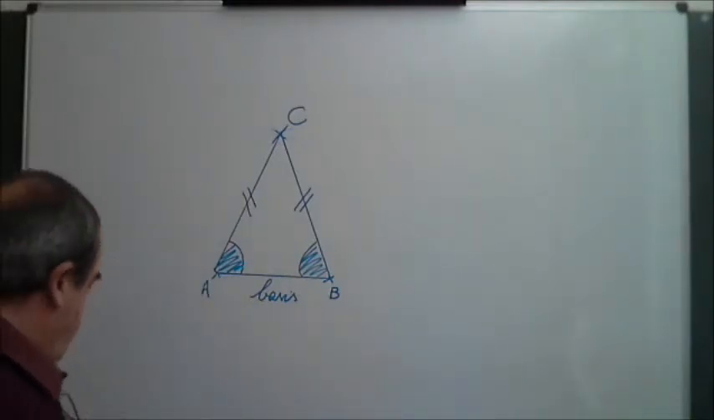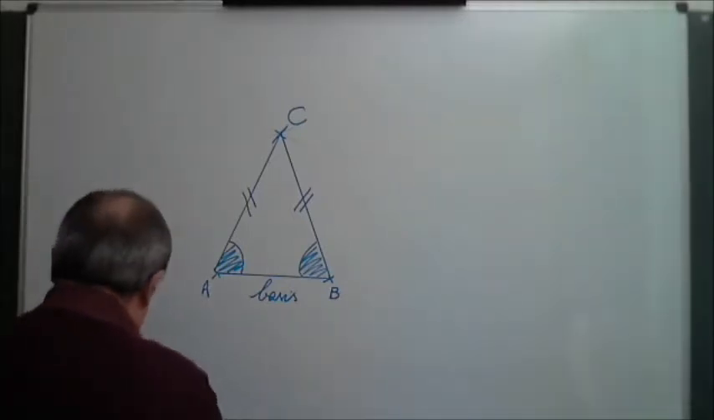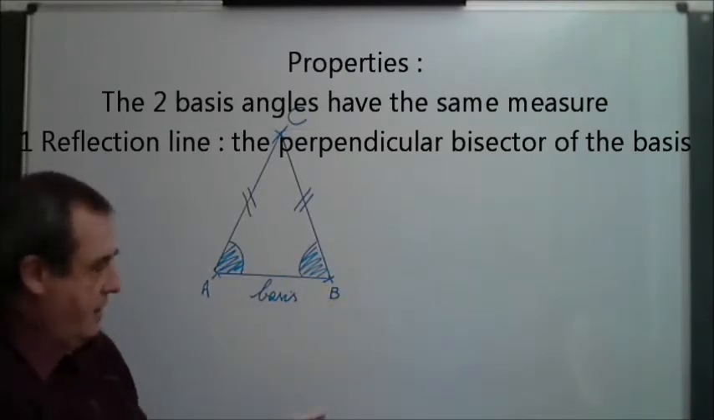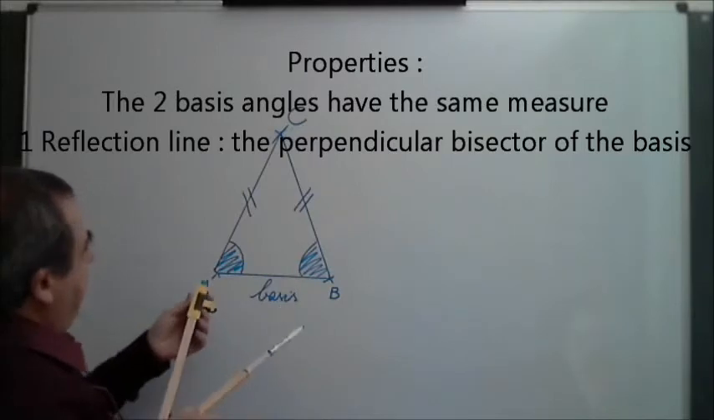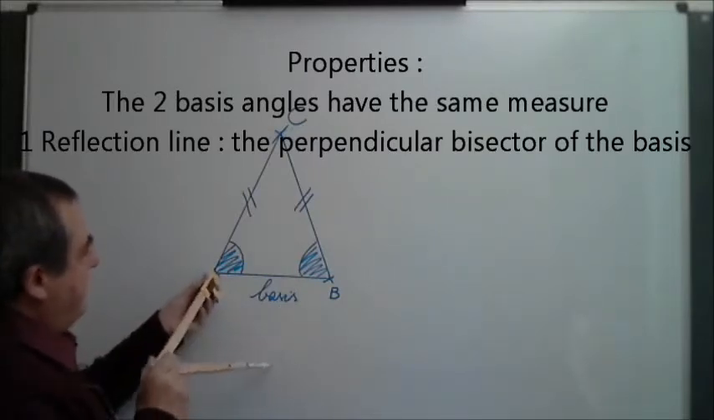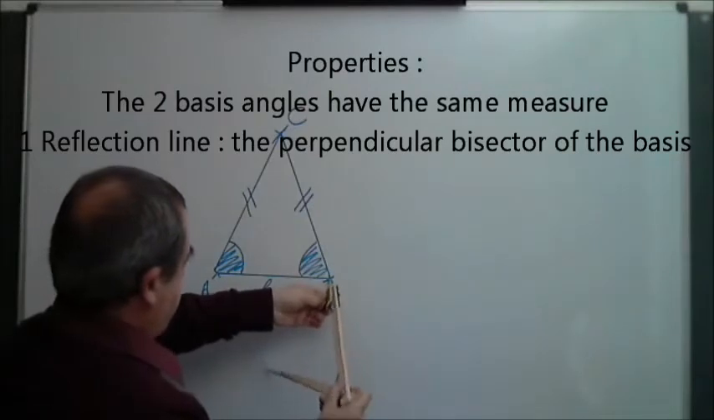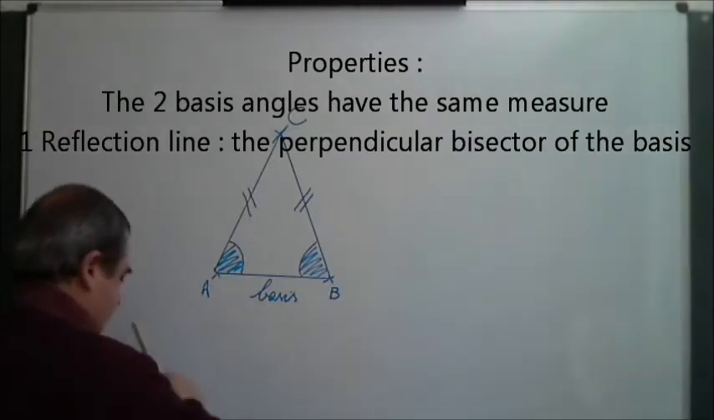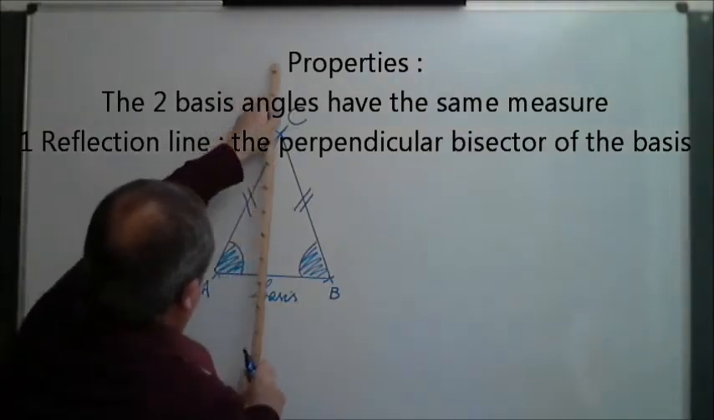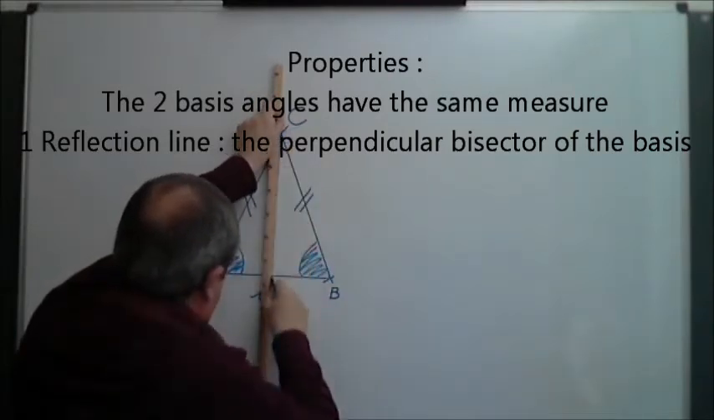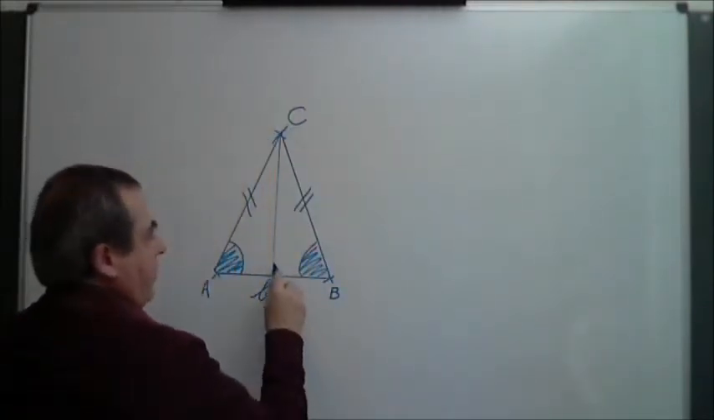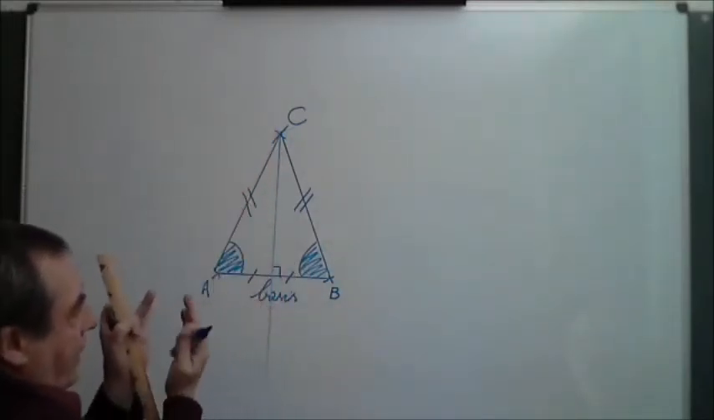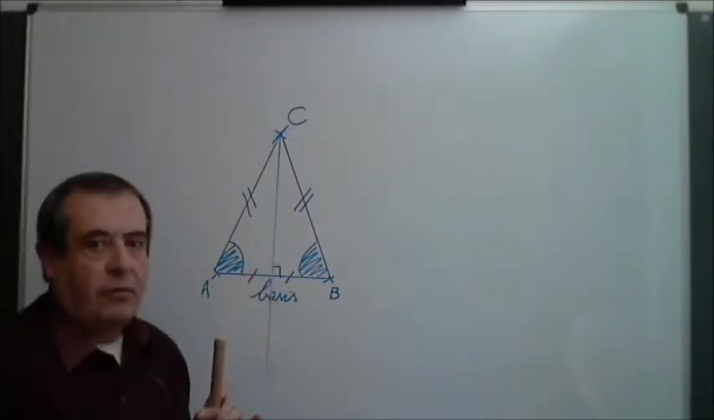Other property, you can observe that if I draw the perpendicular bisector of the basis, you know that I can draw it with the compass, this perpendicular bisector is a reflection line for the triangle.